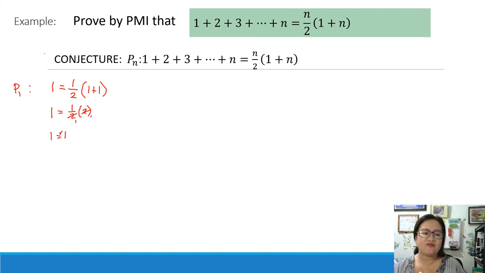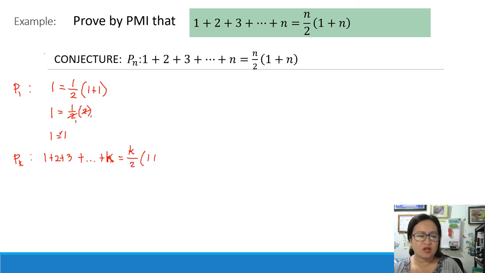Now, let's have the inductive step. Here, we replace n by k. So, take note that we will have 1 plus 2 plus 3 plus and so on and so forth up to n. We will replace this by k. Then here we will have k over 2 times 1 plus k. This will be our inductive hypothesis.